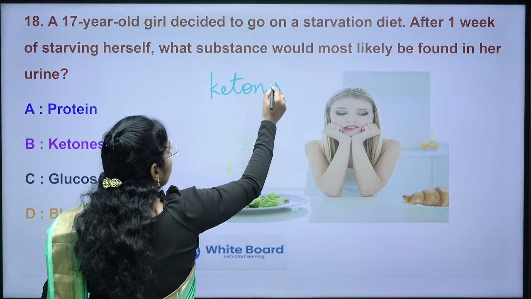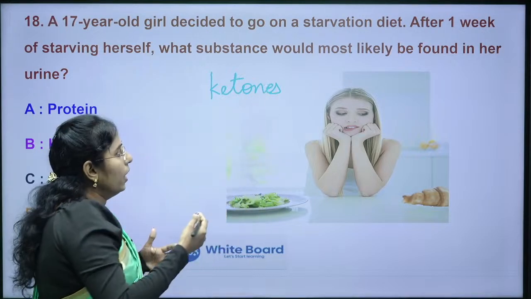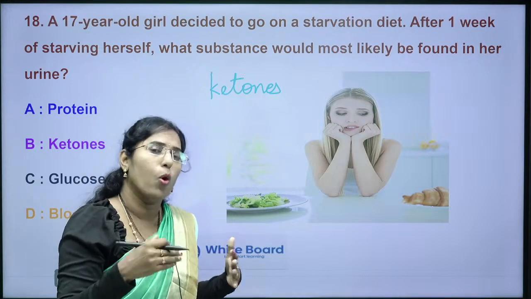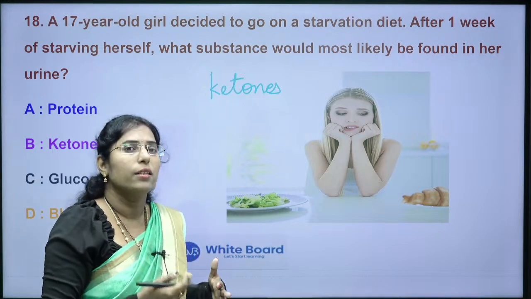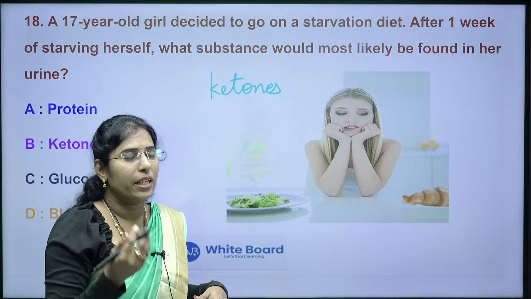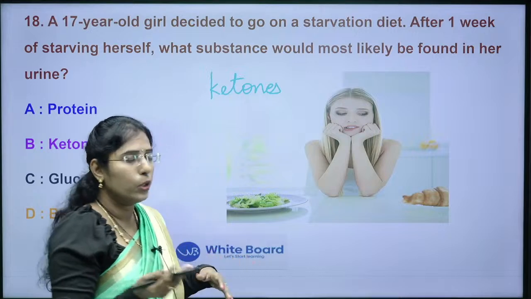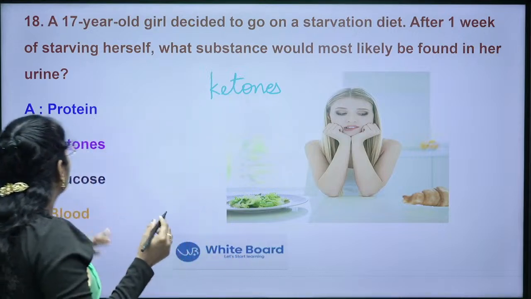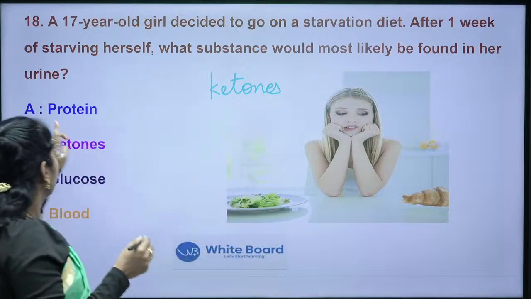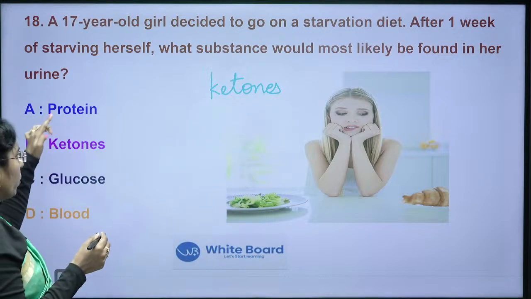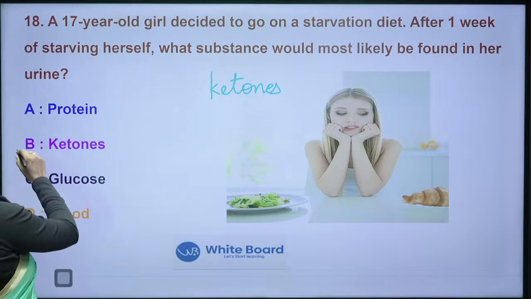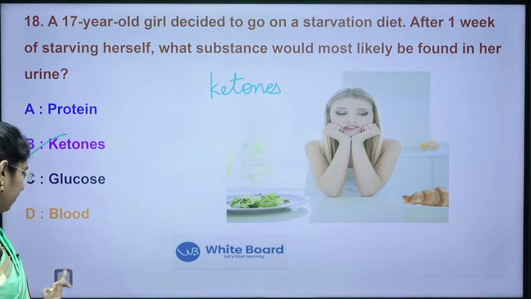If more ketone bodies are formed in the blood, what happens? It leads to ketoacidosis, which is very lethal to a person. It can also lead to the death of a person. So, what will we see in the urine? Here they have given 4 options: protein, ketones, glucose and blood. So, the correct answer is ketones.